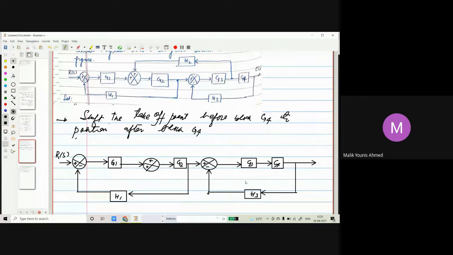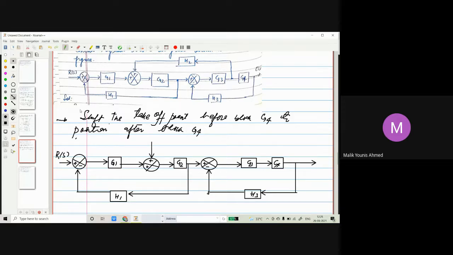So now once we have moved this take off point from this position to this position, there is a feedback loop. But what is this? This is after the block G4. So when we are moving the take off point after a block, that will be divided by the gain. So that we can do here, that amendment what we are doing. Like this, we have to do it. Okay, signal will be going here.